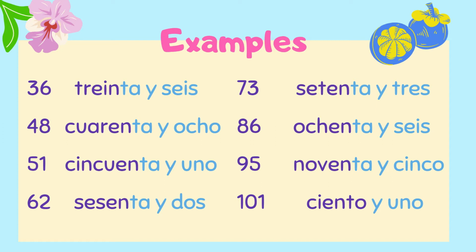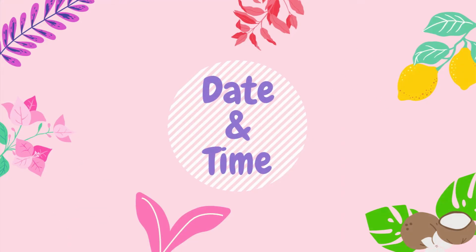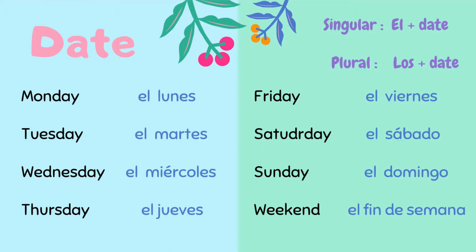Now you already know how to say numbers in Spanish. Then it will be more convenient for us to apply them into some expressions. And in this section, we will talk about date and time. Let's start from the date first. In Spanish, we will add a definite article before saying dates. For singular, we use el. And for plural, we use los.